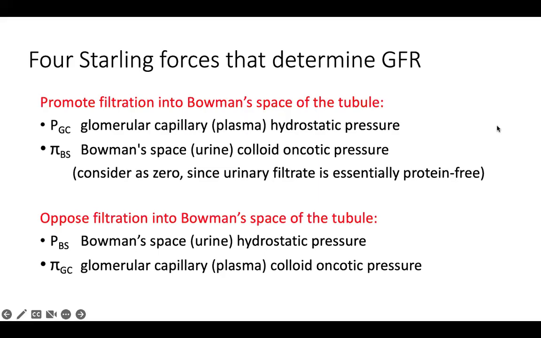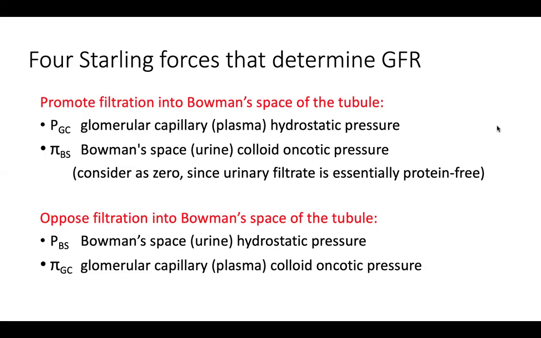So what are the 4 Starling forces that determine glomerular filtration rate? There are forces that promote filtration into the Bowman space to form the urine, and there are forces that oppose filtration into the Bowman space. So the most important force, of course, is the blood pressure getting to the glomerular capillary, and that's PGC, the glomerular capillary hydrostatic pressure.